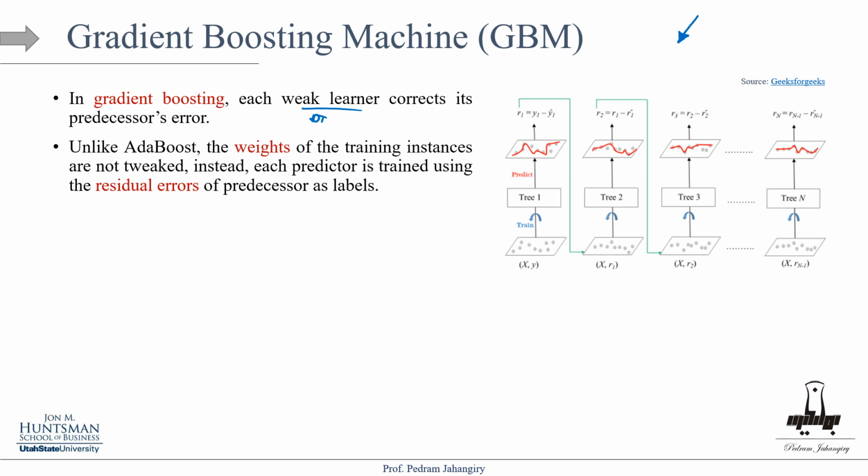Okay, so the first difference is that unlike AdaBoost, the weights of the training instances, the observations, are not tweaked. We are not giving different weights to the observations themselves. Instead, each predictor is trained using the residual error from the previous tree as labels. Let me tell you what I mean by that. Imagine we start from this train set. We have X and Y, and this is very simple 2-dimension data, right? So there is one feature and one target variable.